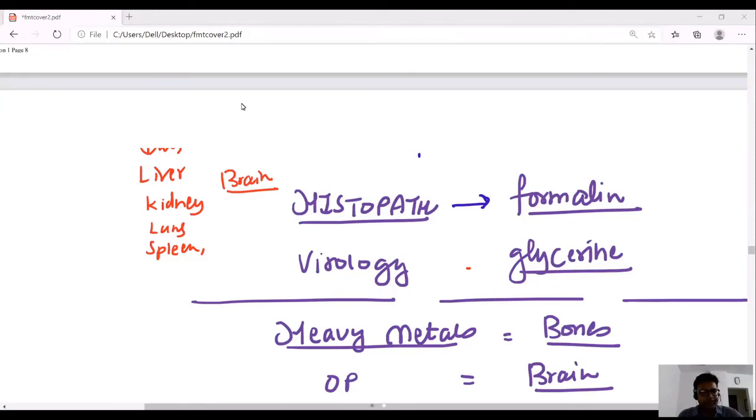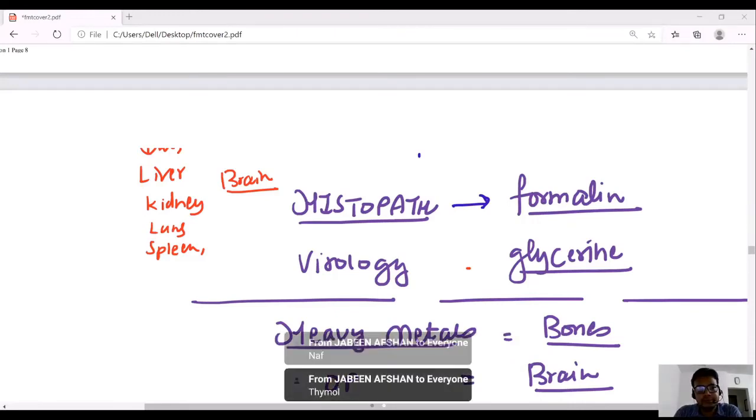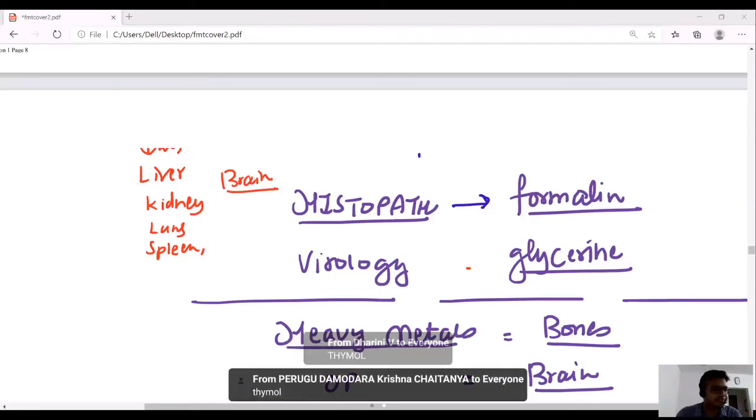Tell me, what is a preservative for blood sample in toxicology analysis? Sodium fluoride. Okay, very good. What is the preservative for urine? Very good, that's thymol. What is the preservative for all solid organs, viscera? It is rectified spirit and sodium chloride.